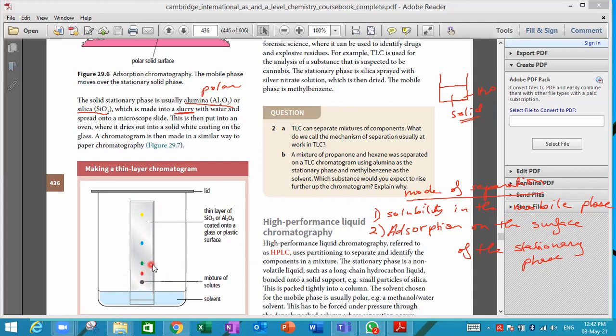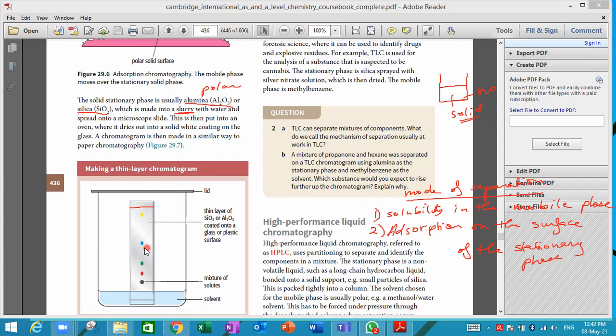The solutes that would like to be adsorbed more than to be soluble in the mobile phase will stay retained, while the solutes that would like to be soluble in the mobile phase are going to move with the mobile phase and go upward. And we wait until the solvent comes near the end, and we take the thin layer outside, and using a pencil, we put the solvent front.